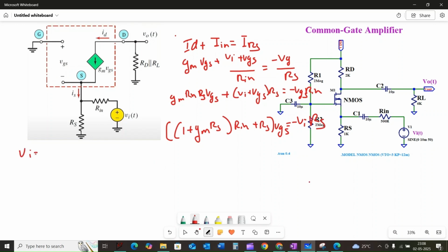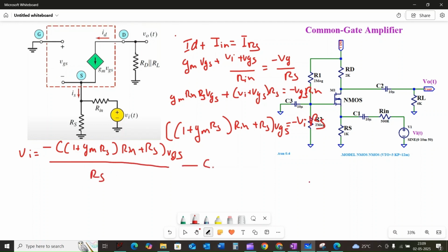Vi can be noted as minus of 1 plus Gm into Rs into Rin plus Rs into VGS divided by Rs, which we can denote as equation 1.